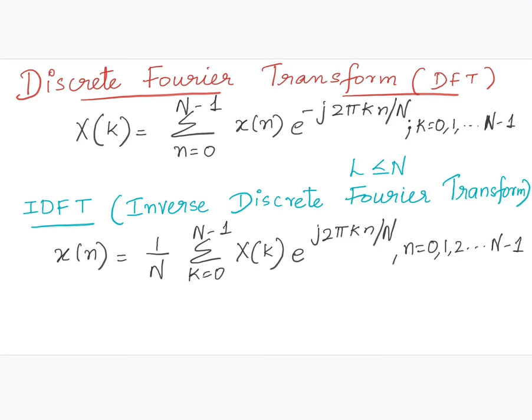Similarly, for the inverse discrete Fourier transform, to convert it back to the time domain and get the original sequence, you have to perform the inverse discrete Fourier transform, and it is the inverse of this formula. Instead of negative in the exponent, it will become positive, and it is also divided by N. So the formula will be x of n is equal to 1 by N summation k equal to 0 to N minus 1 X of k into e raised to j 2 pi k n by N, where n is equal to 0, 1 to N minus 1.